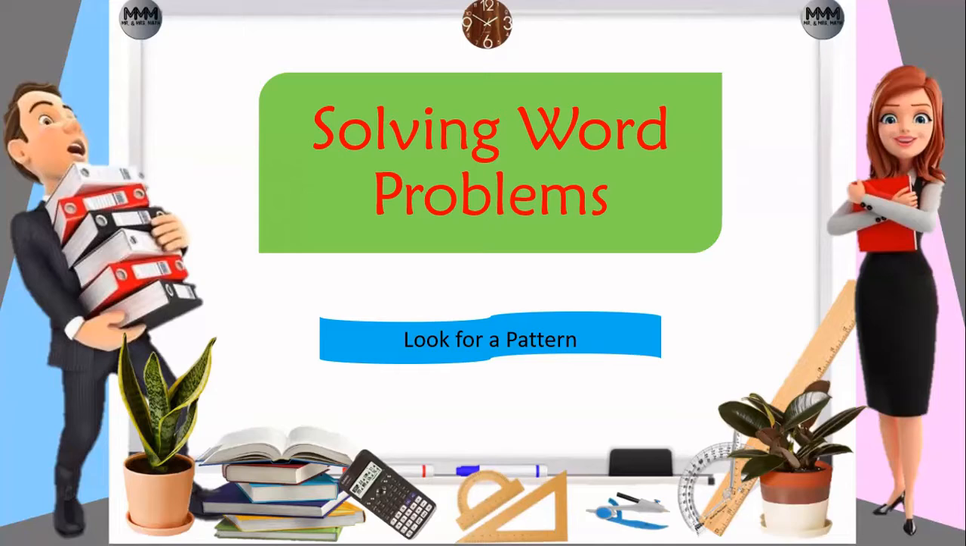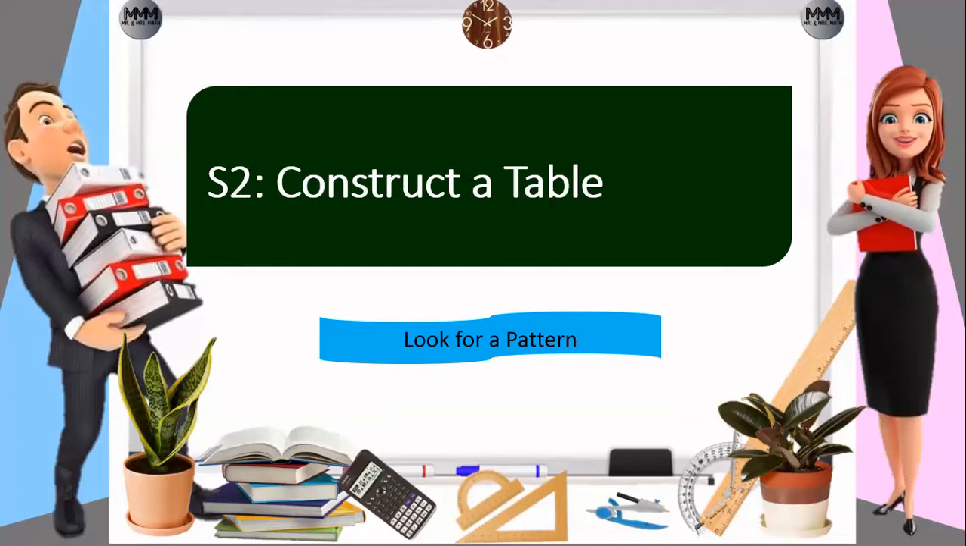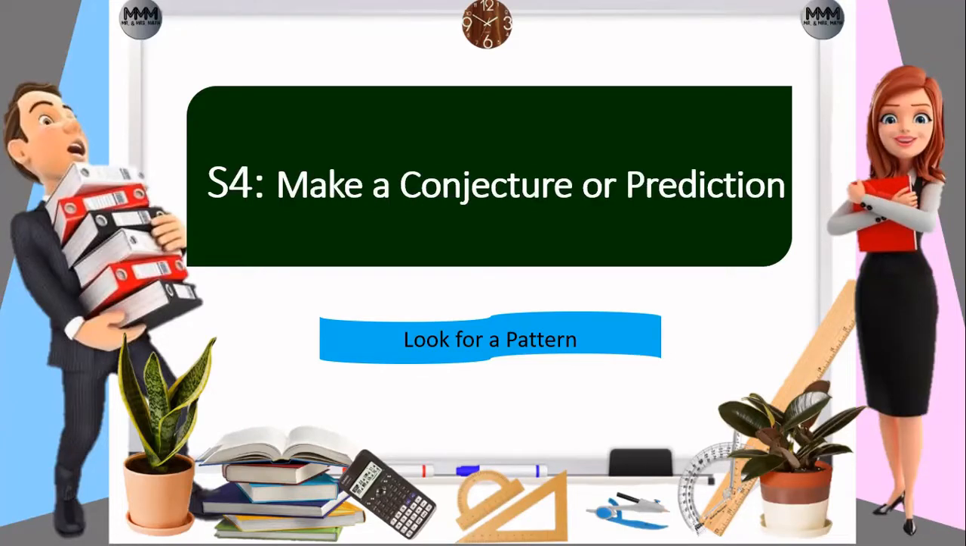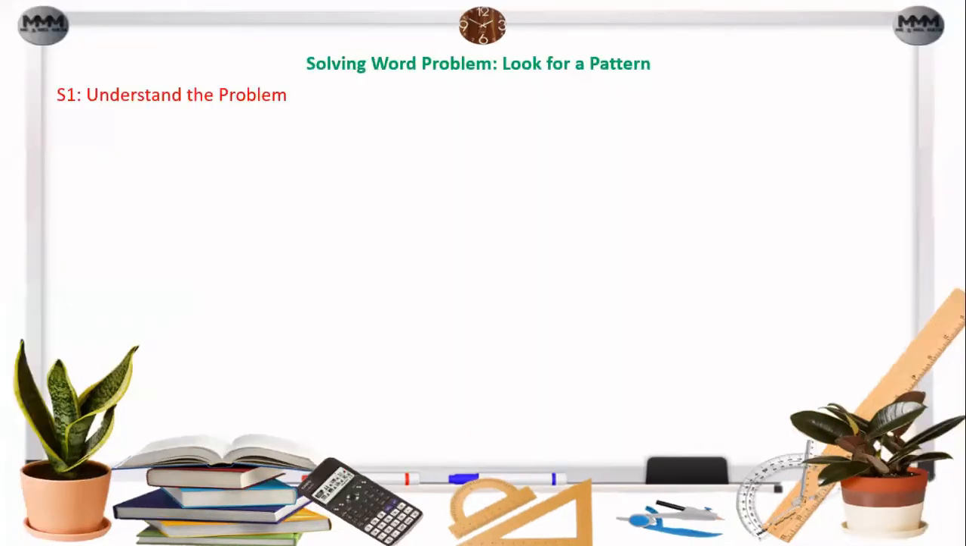Look for a pattern. So our first step is to understand the problem. Second, construct a table. Third, find a pattern. Fourth, make a conjecture or prediction. And then the fifth step is to check the answer. So let's have the first step, that is, understand the problem.